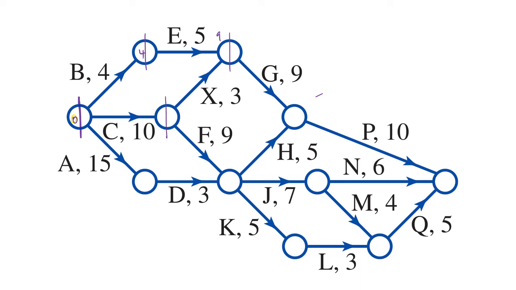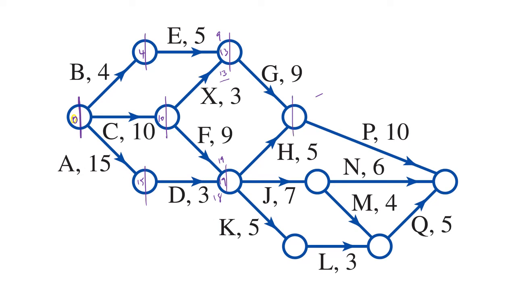Now 0 and 10 make 10. Now 10 and 3 make 13. Remember, the choice we make is the bigger number because we want all the activities to be completed before we move on. So we're going to put in 13 there. Down here we've got a 15. 15 and 3 make 18. Now 10 and 9 make 19. So we're going to put in 19 there.